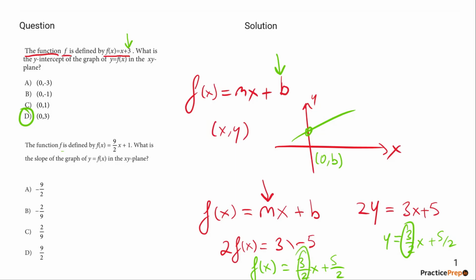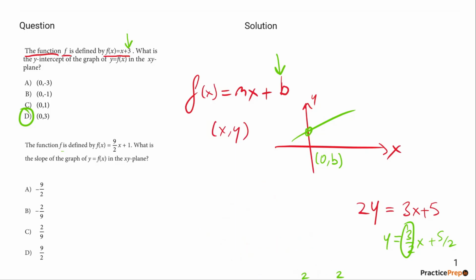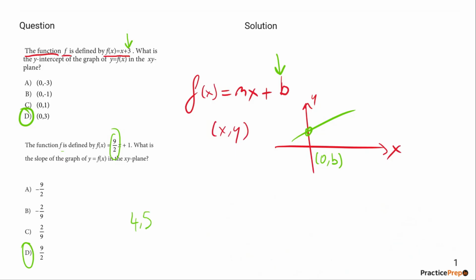Now, that was just a side fact, and obviously in this question, the answer is way easier. Since they gave us the linear equation in its original form, we don't need to divide anything. The slope is here, 9 over 2. So D is the correct answer. If in the answer choices you had something like 4.5, that would also be the correct answer.